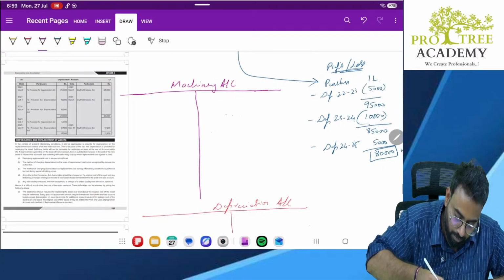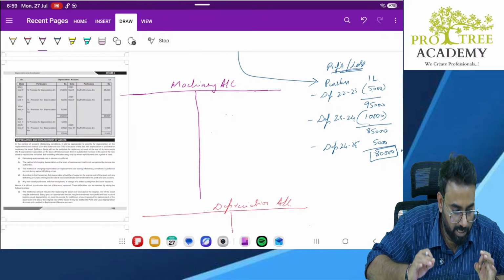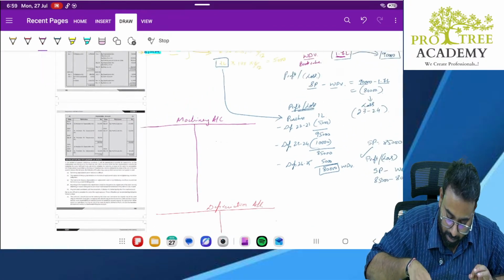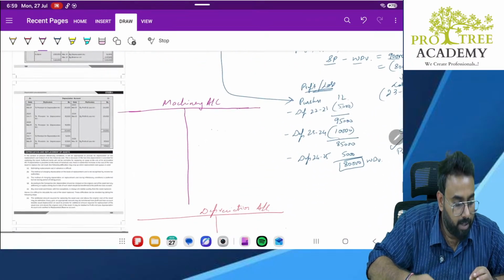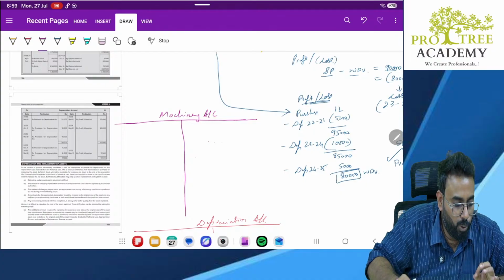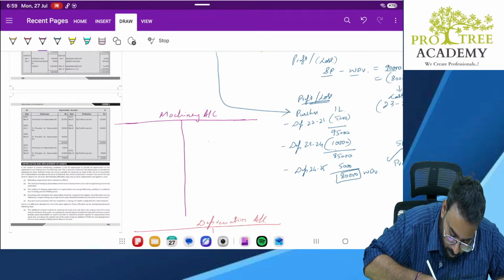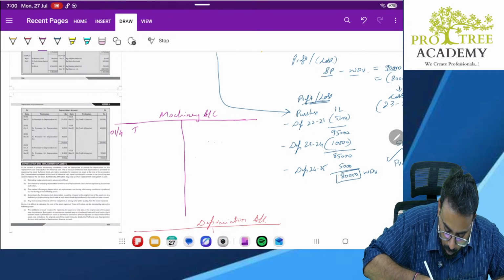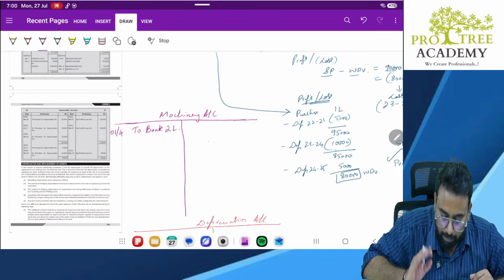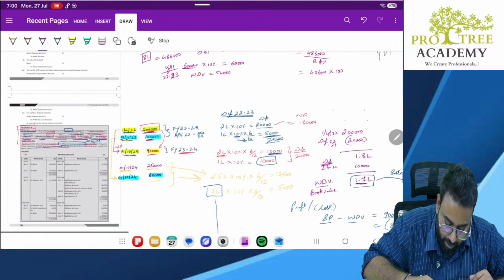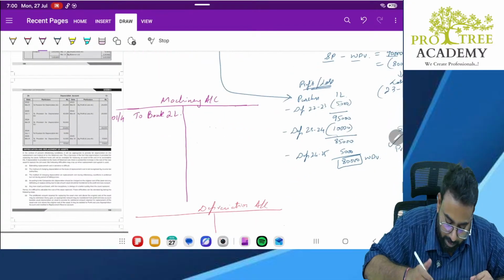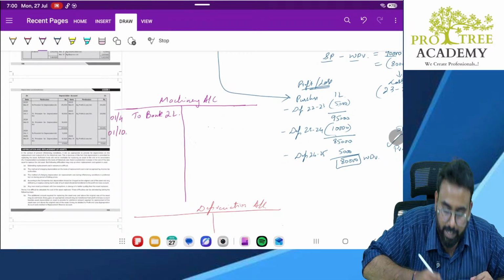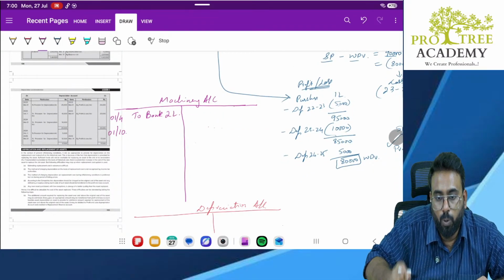Now, 1st April 2022, we purchased the asset. We purchased the asset for how much? For 2 lakhs. What is the entry? Machinery account debit to bank account. So on 1st April, to bank, 2 lakhs. Am I right? Everybody following? Yes. Next. On 1st October 2022, again we purchased a machinery for 1 lakh rupees. So what is the entry? Again the entry will be machinery account debit to bank account.